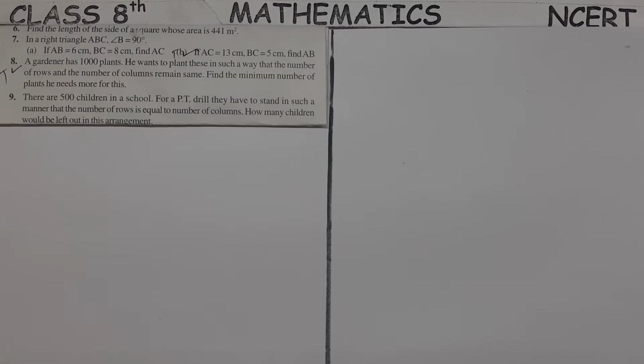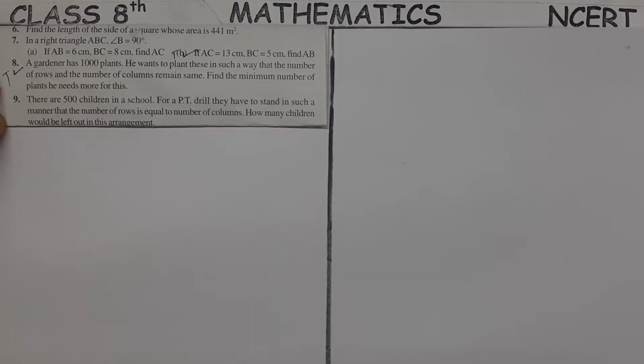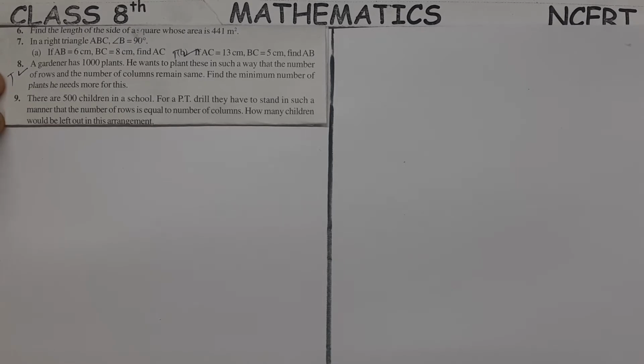Exercise 6.4 of chapter 6, square and square root. Sum number 6 to 9. Sum number 6. Find the side of a square whose area is 441.